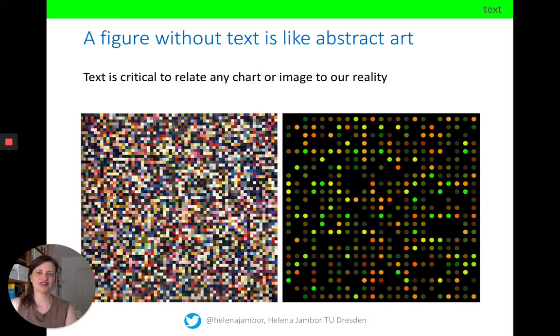Below here you see two colored pieces. One is an abstract art and the other is actually a biological data figure. You cannot tell which one is which unless you know the artist really well. At first glance and without any text, they could both be hanging in the Guggenheim in New York.